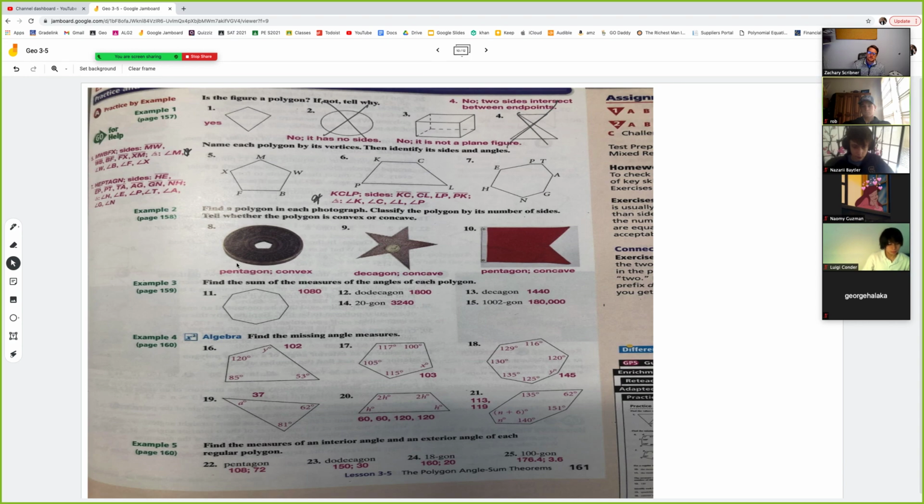All right, so down here, 16, 17, and 18, finding the missing angles of the inside of a polygon. I want you to pick one of them and try it. I'm going to give you 3 minutes to do so. Okay, go ahead and pick one and try it.